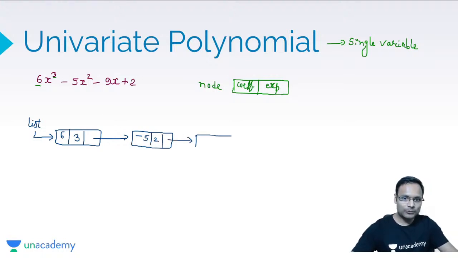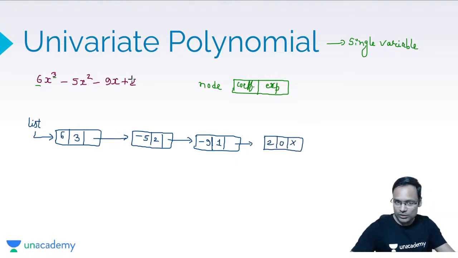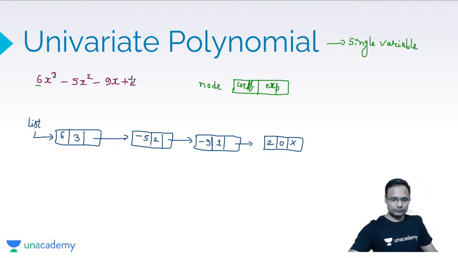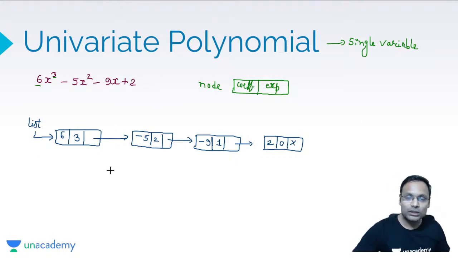Then you have next term coefficient minus 9, power of x is 1. Last term you have coefficient 2 and power of x is 0. 2 into x power 0, you can write it down. Like this way you can store the polynomial.